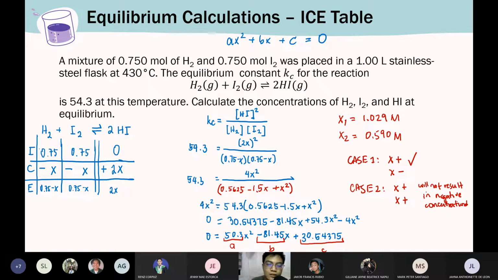So again, case 1, yung dalawang root, pwede positive, pwede negative. Kapag ganon, piliin mo yung positive always. But in our case here, we have two positive roots, no? So, sino gagamitin mo? So, ang gagamitin mo na x value is the one that will not result in a negative concentration when you plug them into our ICE table. So, kailangan pag plinag in siya, hindi siya magre-result sa negative concentration.